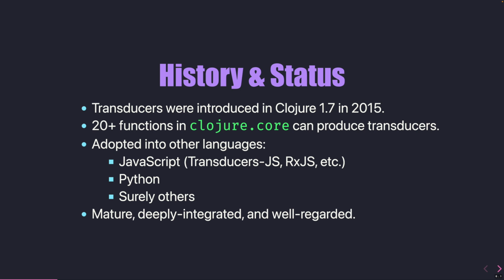As far as the history and adoption of transducers, they've been in Clojure since 1.7, that's 2015. So they've been around for quite a while, and there are more than 20 functions in the core library that can produce transducers. You may not have noticed there were that many. Sometimes they're kind of hiding in plain sight, but there really are.